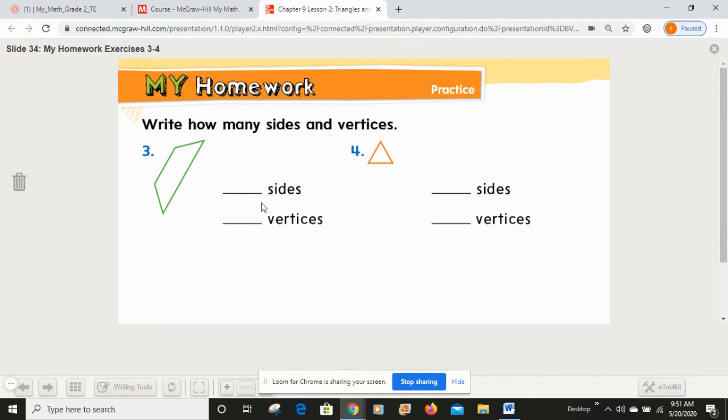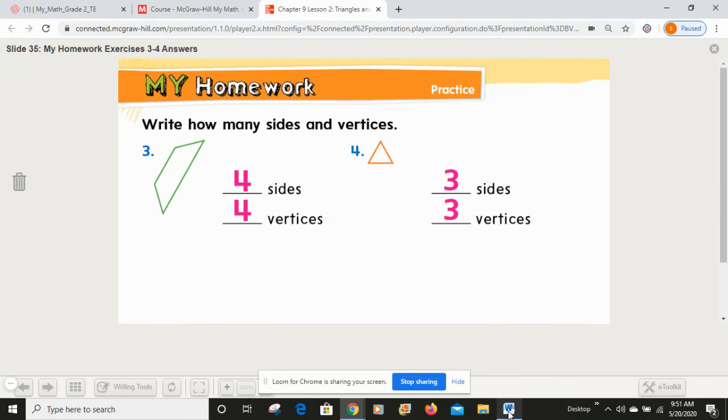Let's try one more. How many sides? 1, 2, 3, 4. How many vertices? 1, 2, 3, 4. I no longer have square corners, so I'm going to say that that's a trapezoid with 4 sides and 4 vertices. On this shape, how many sides? 3. How many vertices? 1, 2, 3. So 3 sides, 3 vertices. I'm going to say that that's a triangle. And I am correct on both of those.